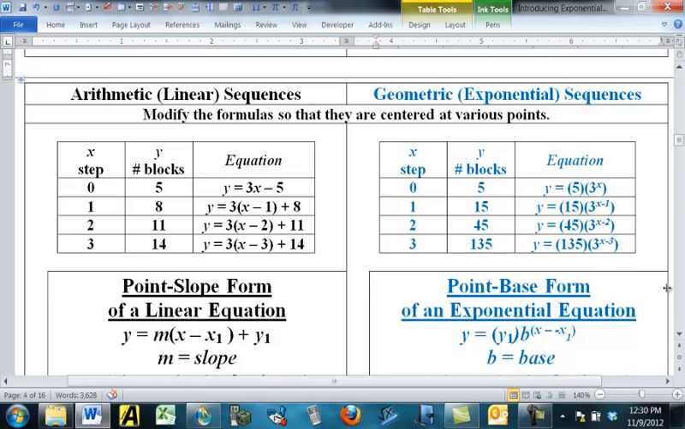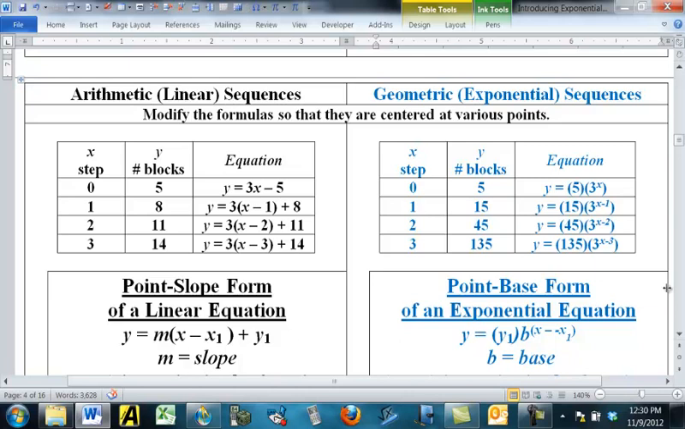Now, can we modify these formulas so that they're centered at various points? And we can modify this. Look how we did this. On the left hand, we have a point-slope form of the linear equation. And of course, if it's at 0, the point-slope form is just y equals 3 times x minus 5.